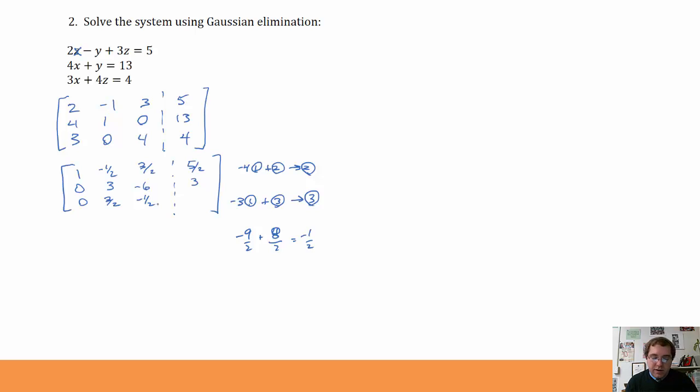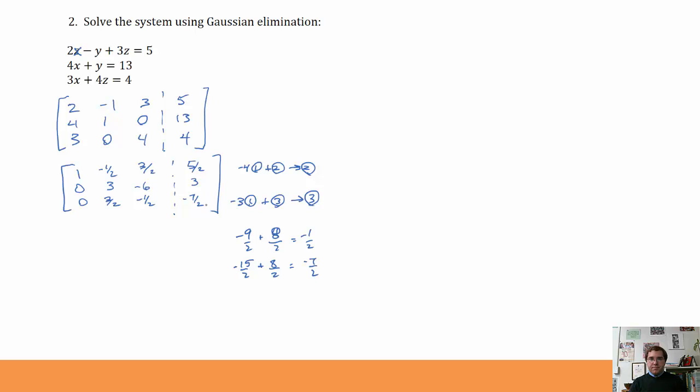Then negative 3 times 5/2 is negative 15/2 plus 4, which is really plus 8/2, which makes negative 7/2. Okay. First column, done. 1, 0, 0.